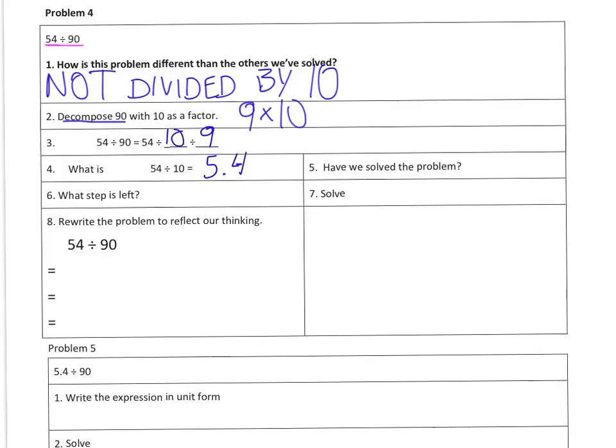Have we solved the problem? No, because we still have to divide by 9. So what step is left? We have to divide by 9. Well, 54 divided by 9 is 6. So 5 and 4/10 divided by 9 is going to be 6/10. And let's show that over here.